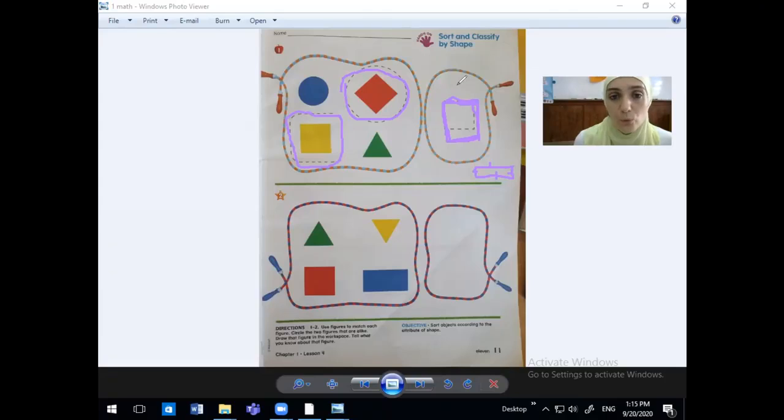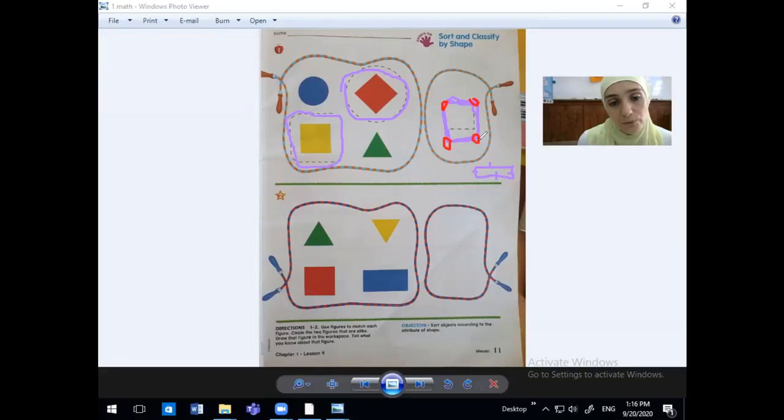And what else can we say about the square? How many corners, how many angles does the square have? It has 4 corners. Let's count. 1, 2, 3, and 4. So every square has 4 equal sides and 4 angles.